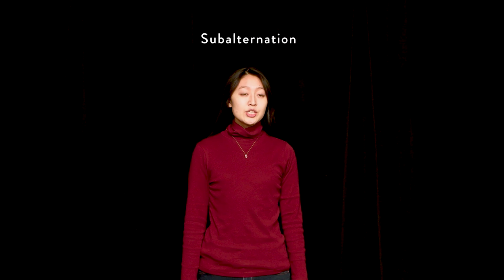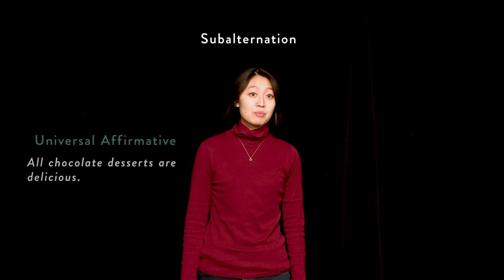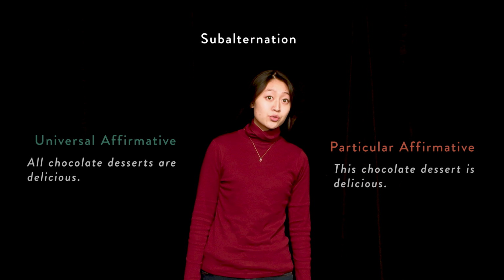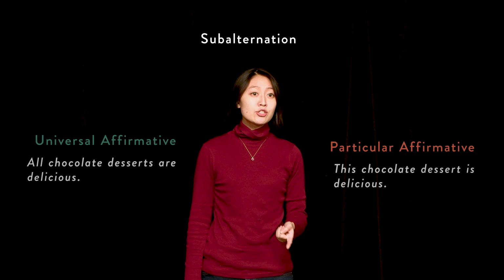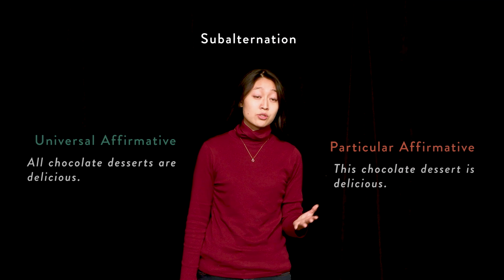Subalternation. This relation exists between universal affirmative and particular affirmative propositions. If all chocolate desserts are delicious, UA is true, it implies that this chocolate dessert is delicious, PA is true. But be careful: if this chocolate dessert is delicious, PA is true, it does not necessarily mean that all chocolate desserts are delicious, UA is also true.